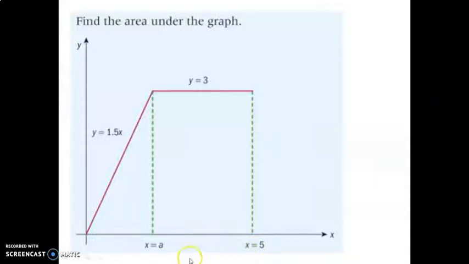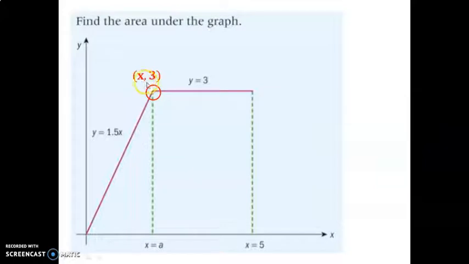We know this is 5, we don't know what this is. So how do we find out this location? Because we need that in order to find out how long the base is here, and we need that value also to find out how long this base is. So notice we have 2 equations, and we want to find this location where the 2 equations meet. So how about we just set the 2 equations equal to each other? 1.5x equals 3, and then you can solve and find out what x value they meet at. Try that now.